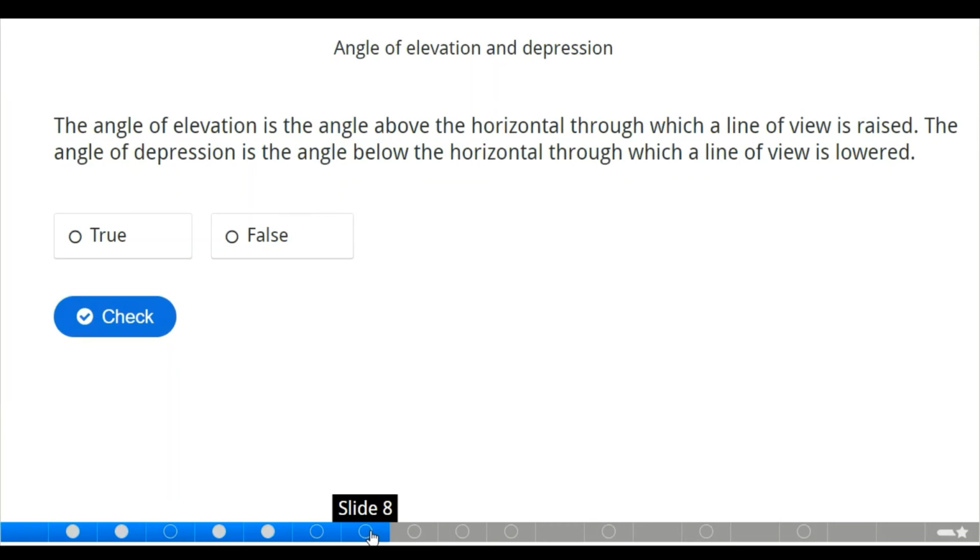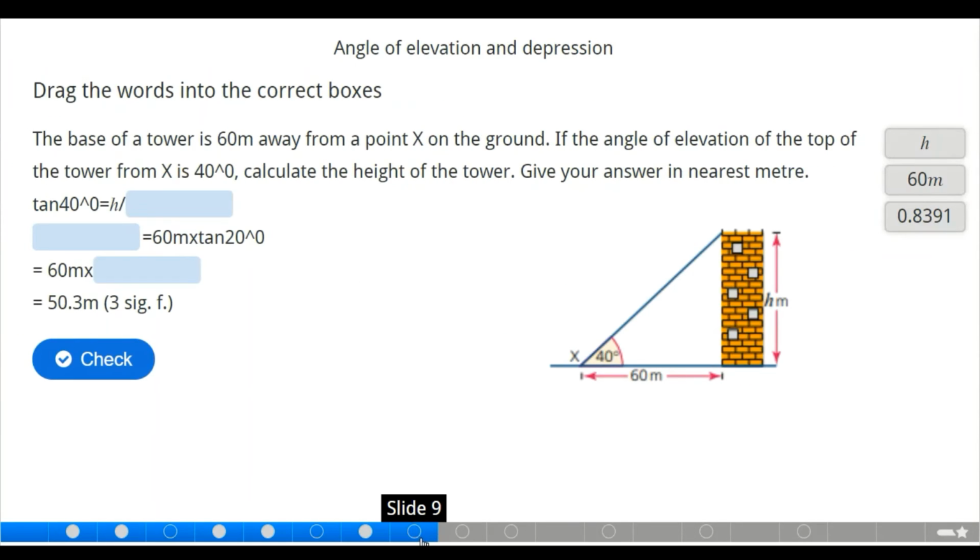Okay. Now we want to look at angle of elevation and depression. The angle of elevation is the angle above the horizontal through which a line of view is raised. The angle of depression is the angle below the horizontal through which a line of view is lowered. So elevation means above the horizontal line. When you have an angle above the horizontal line, that is the angle of elevation. And when you have an angle below the horizontal line, we are viewing it below the horizontal line, then we say it is what? Angle of depression.